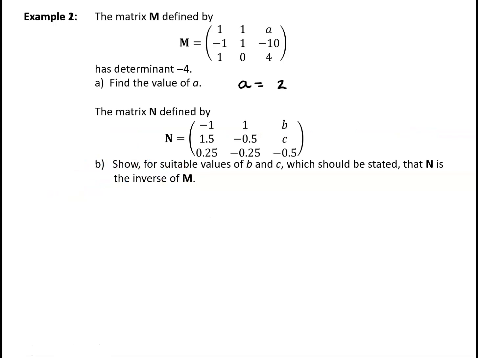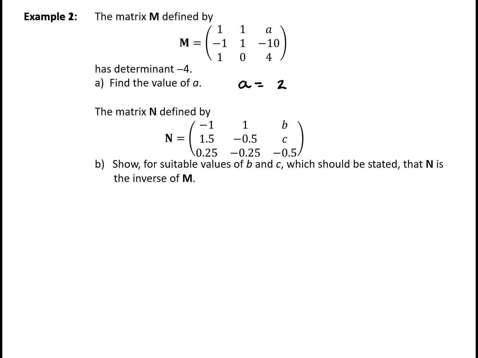Now for part 2 of the question, or part B of the question, we've got a matrix N defined by minus 1, 1, b, 1.5, minus 0.5, c, 0.25, minus 0.25, minus 0.5. Show that for suitable values of b and c, which should be stated, N is the inverse of M.